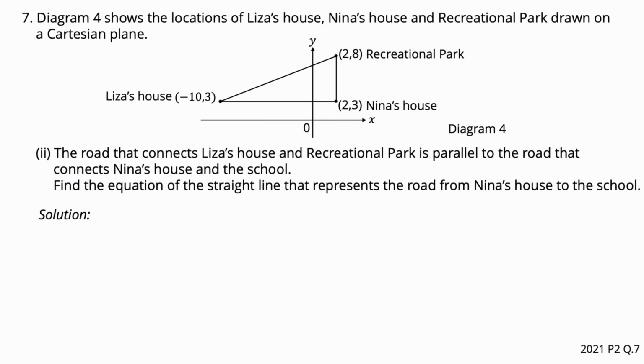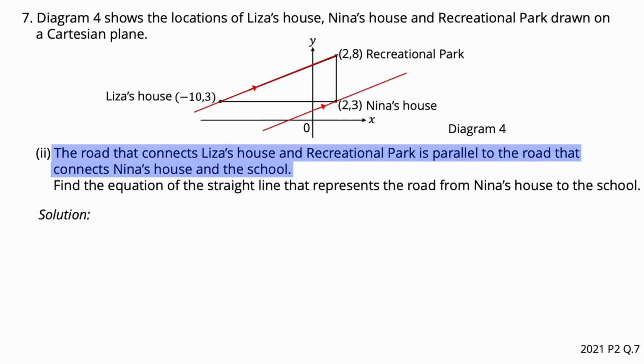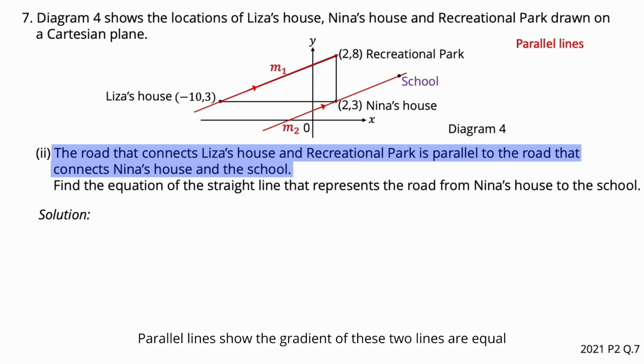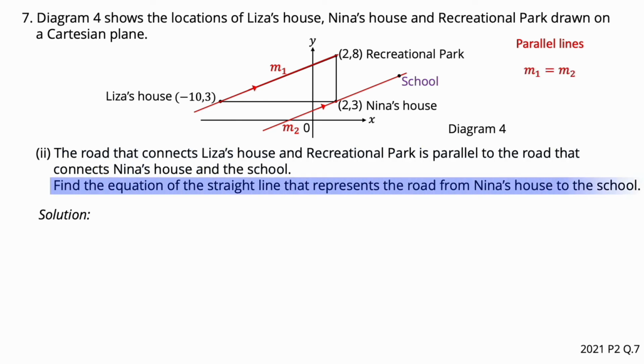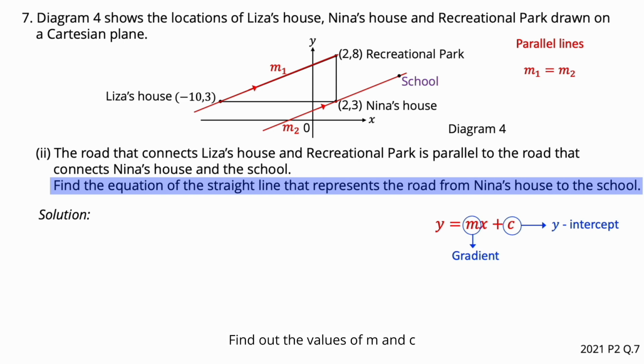2. The road that connects Liza's house and recreational park is parallel to the road that connects Nina's house and the school. Parallel lines show the gradients of these two lines are equal. M1 equals M2. Find the equation of the straight line that represents the road from Nina's house to the school. The general equation of a straight line is y equals mx plus c, where m is the gradient and c is the y-intercept.